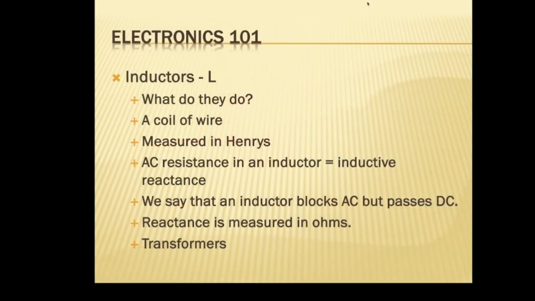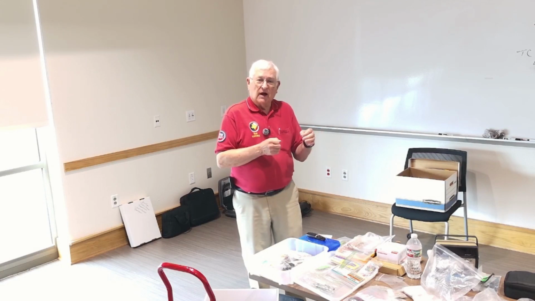Basically, an inductor, like a capacitor, stores a charge. The difference is the capacitor stores the charge on those two plates separated by an insulator. It's an electrostatic charge applied by the battery. The inductor, on the other hand, is a coil of wire. It stores the charge by creating a magnetic field.